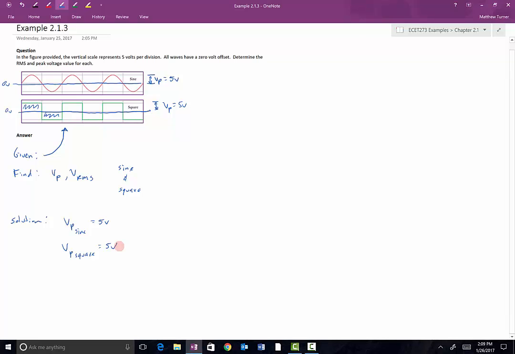So we're going to go ahead and determine the RMS value for the sine wave next, V RMS. In the notes, we found that the RMS value is just equal to V peak over root 2, and a lot of times that's written as 0.707 times V peak, and so that's going to be 5 over root 2, which is 3.54 volts. So that's the RMS value for the sine wave.